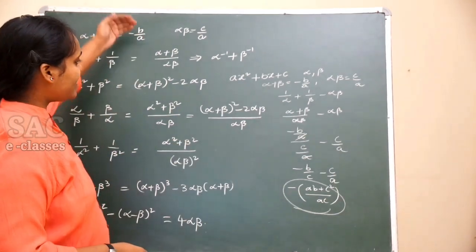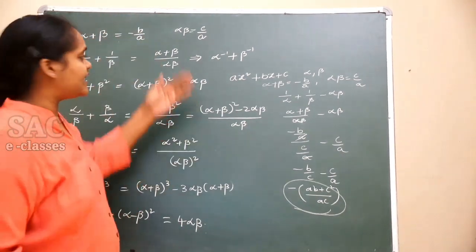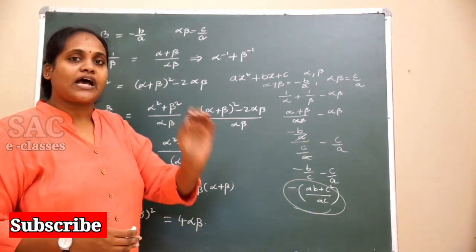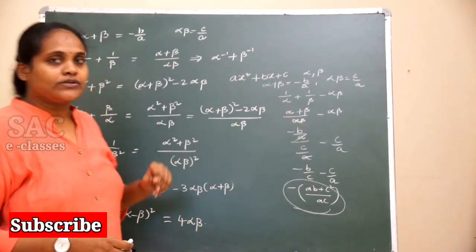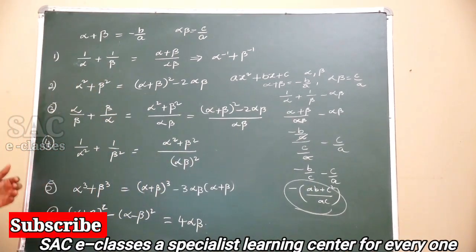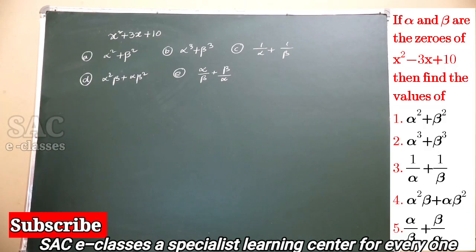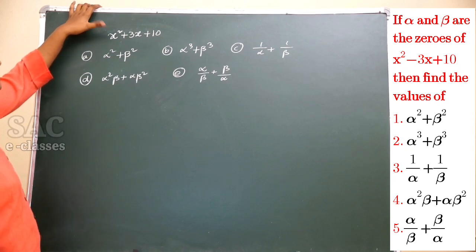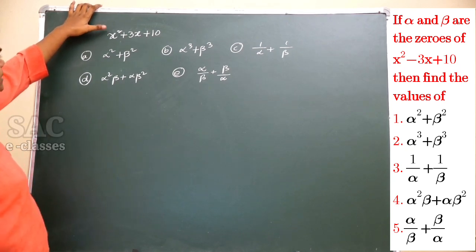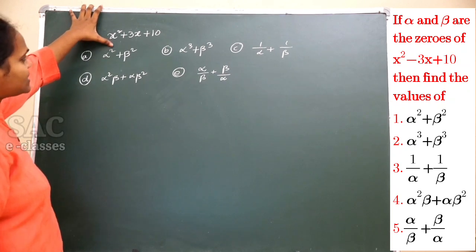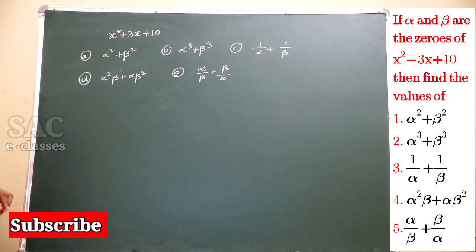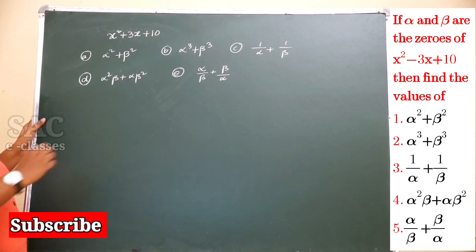So like this, whenever they have given relationship identity values like this, how to solve them without actually finding alpha and beta, that is our topic now. Let's move to that, and some more additional problems we can also discuss. Now look at this problem. If alpha and beta are the zeros of x square plus 3x plus 10, then we have to find the values of alpha square plus beta square, alpha cube plus beta cube, 1 by alpha plus 1 by beta, alpha square beta plus alpha beta square, and alpha by beta plus beta by alpha.